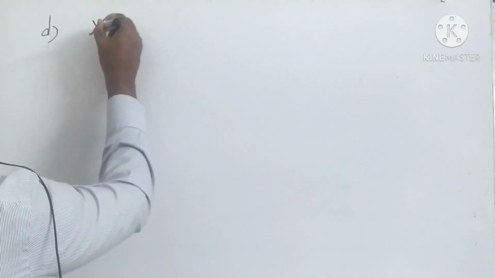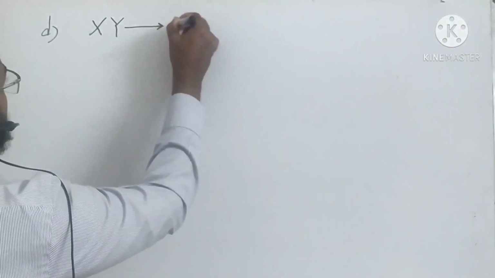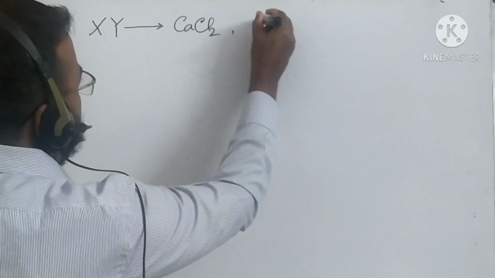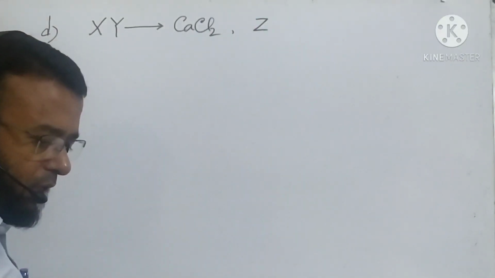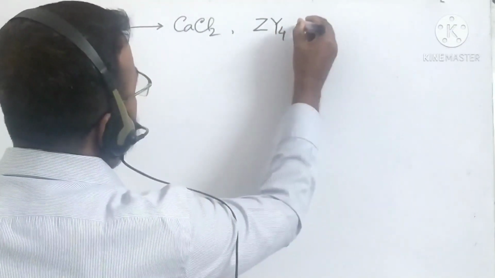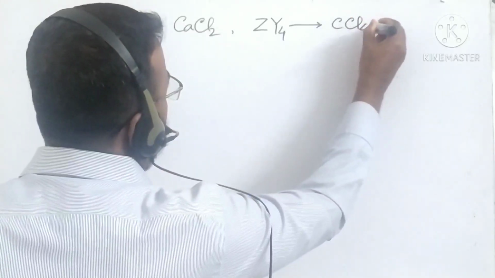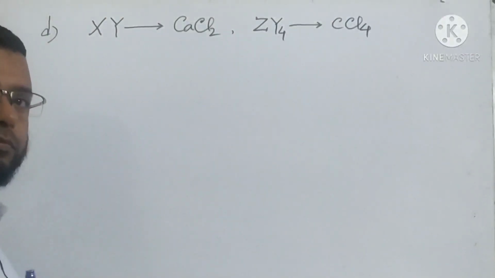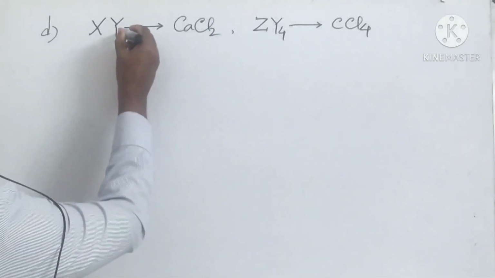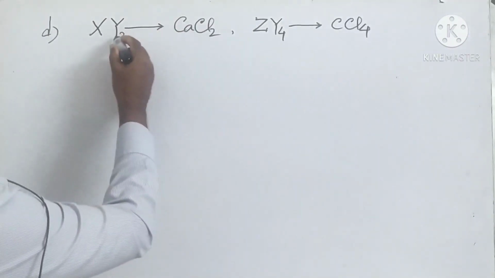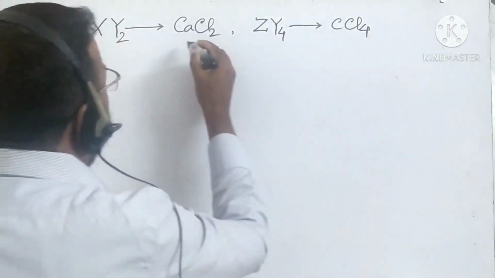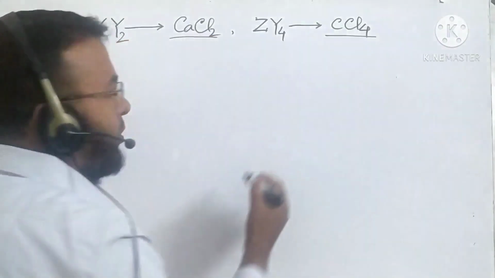Okay, now number D, it is given XY2. So this one I told you is calcium chloride, and another one is given ZY4. This is CCl4, carbon tetrachloride. Okay, it is told that XY2. So in the stem X is calcium and Y is chlorine, and again in the stem Z is carbon and Y is chlorine. So it is calcium chloride and it is carbon tetrachloride.